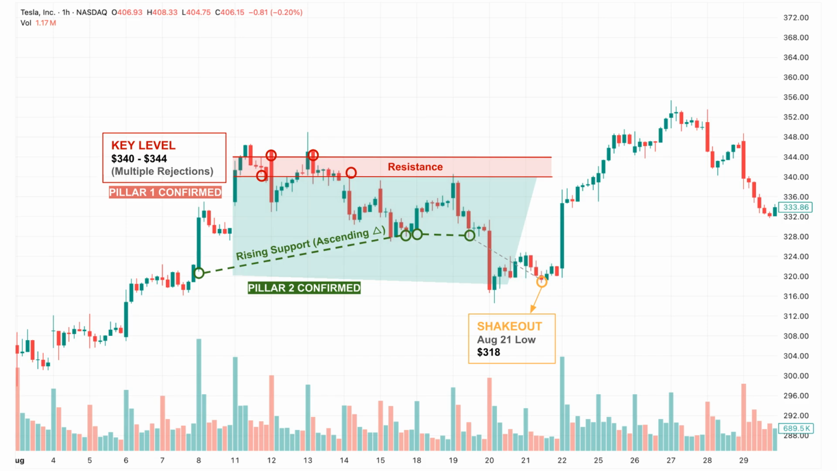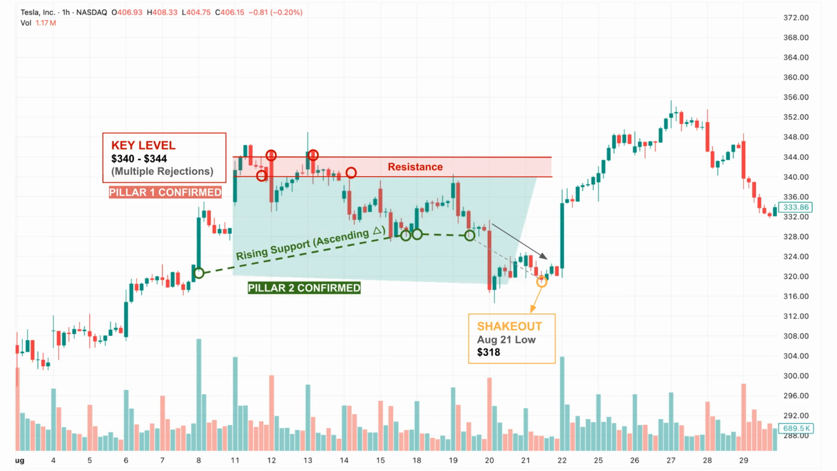The shakeout on August 20th and 21st is where traders without a framework exit. Traders with one recognize it for what it is. Over those 2 sessions, Tesla drops from $330 to a low of $318 on August 21st. This is a liquidity sweep. Price dips below visible support to trigger stop-loss orders and flush weak-handed positions before the actual breakout begins.